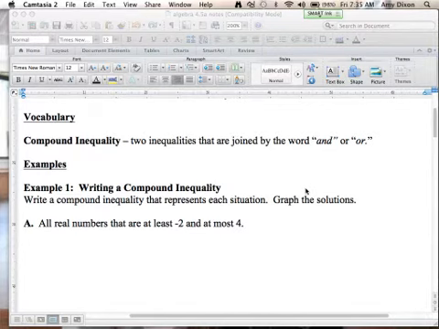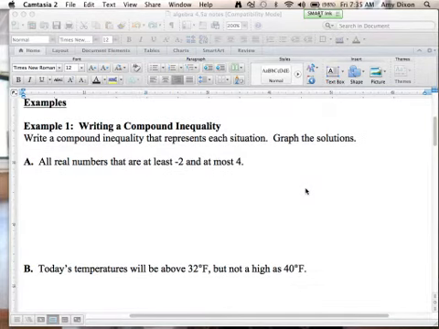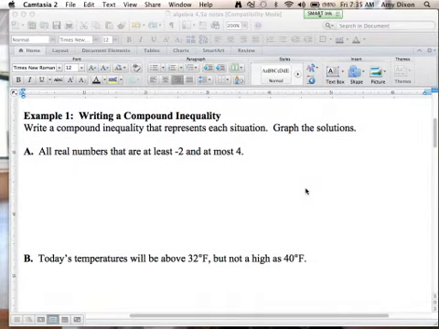So let's look at an example here. Write a compound inequality that represents each situation and then graph the solutions. Okay, all real numbers that are at least -2 and at most 4. We're going to start off by writing two inequalities. So we need to write an inequality with values that are at least -2 and then at most 4. So we're going to write two different inequalities.